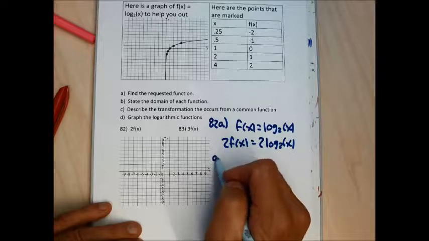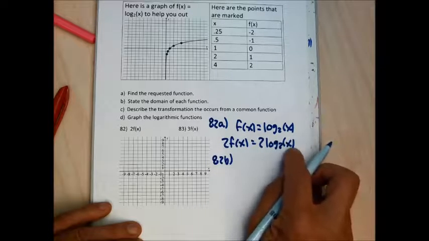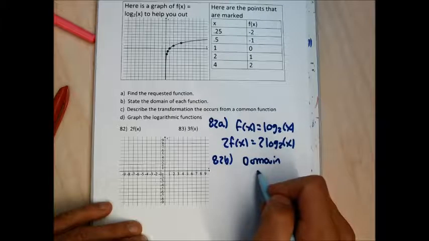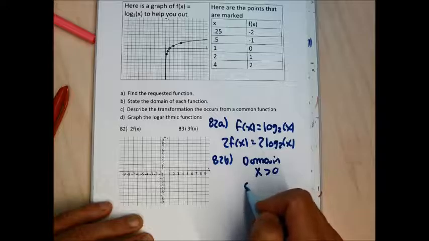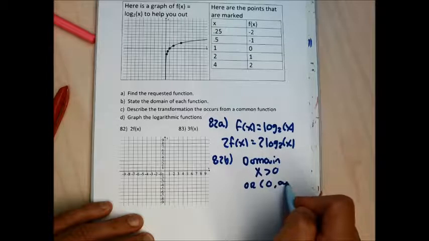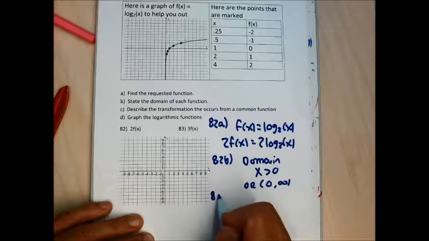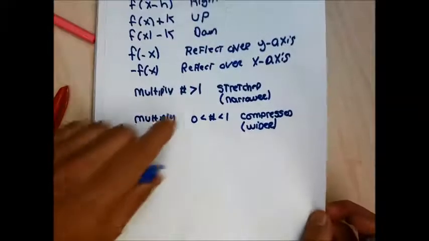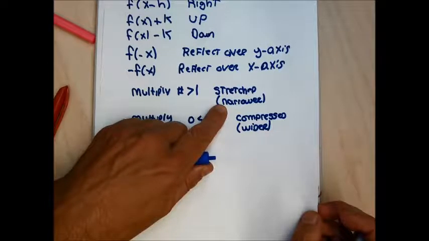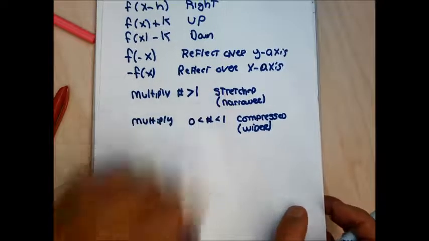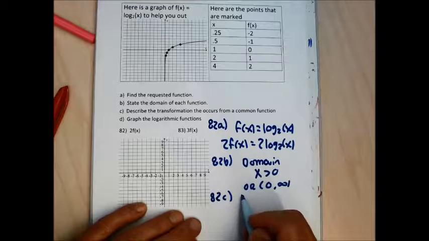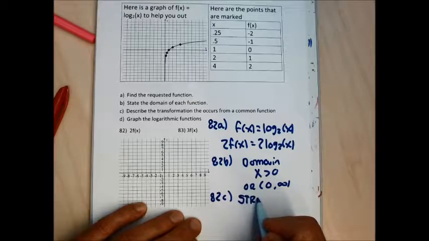The domain is still going to be the same. You find the domain by setting the argument greater than 0. The argument is just x, so it's either going to be x greater than 0 or 0 to infinity. And the transformation in 82 is the tricky part. When we multiply by a number greater than 1, when it was a parabola, we can say it got narrower, but you won't really see the narrower, so we're just going to say it gets stretched. Every point's going to get stretched away or pulled away from the x-axis. So the transformation, we're just going to say it's stretched.